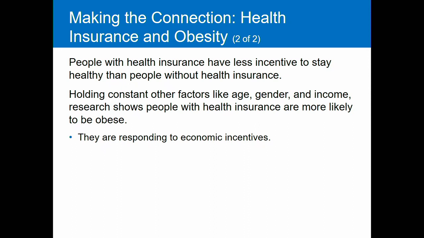Some researchers looked at this, and they held constant all these other factors, like age, gender, and income. Basically, they take two people exactly the same in every way, besides whether they have health insurance or not. For those two similar people, the one with health insurance was more obese. Because it was less costly to make poor eating decisions, they ended up obese because they were responding to incentives. It was far less costly, so they were fine doing it.